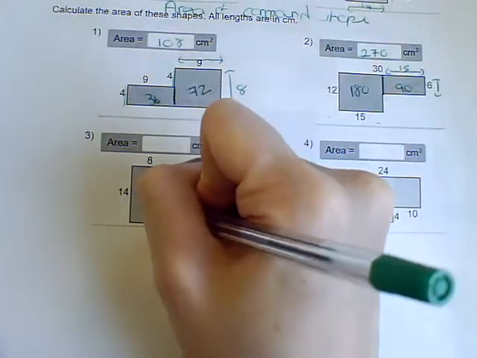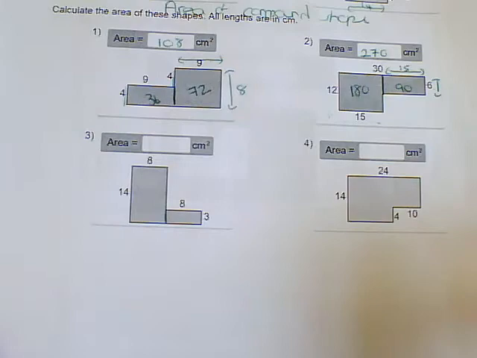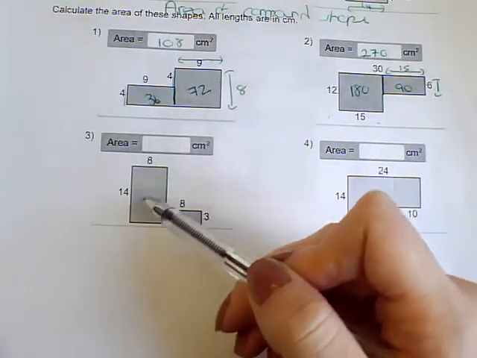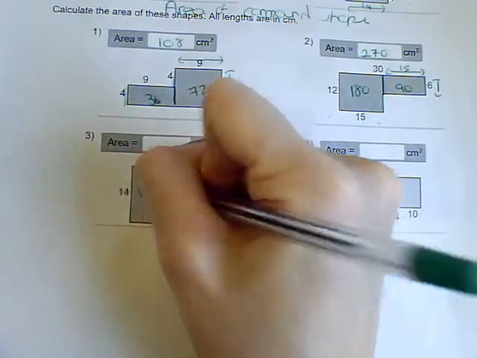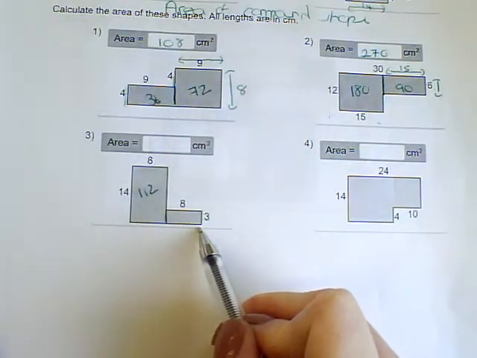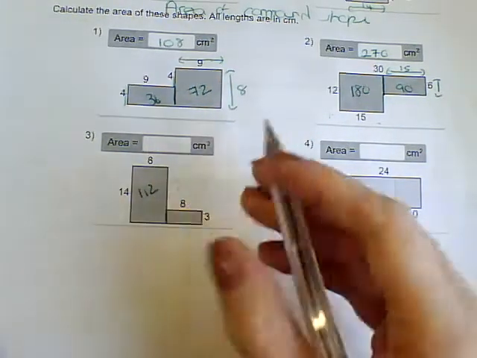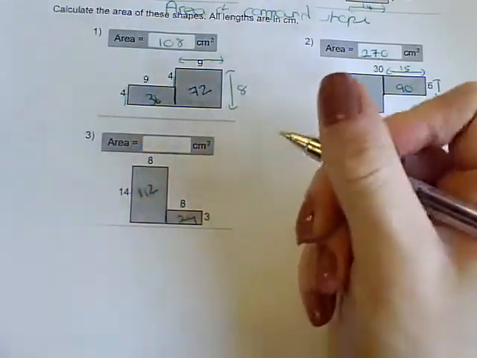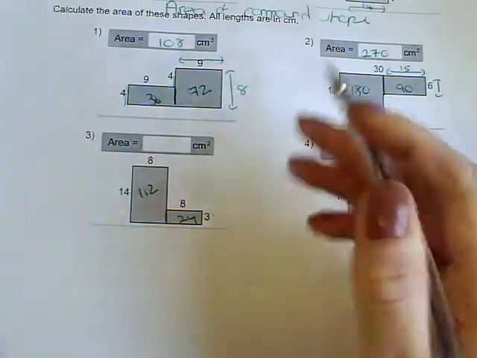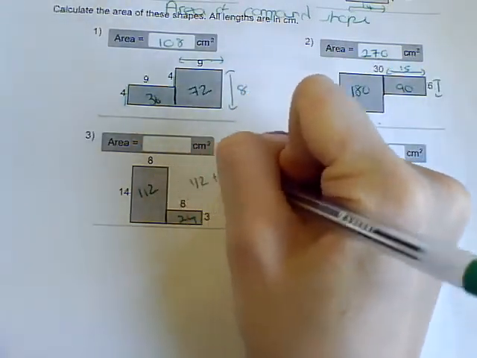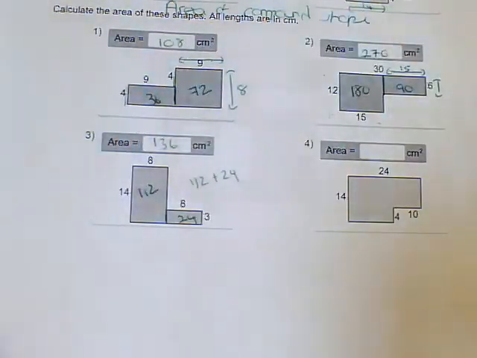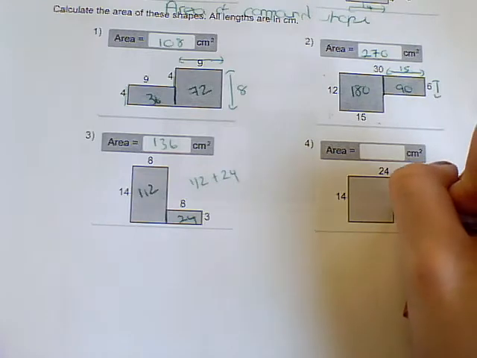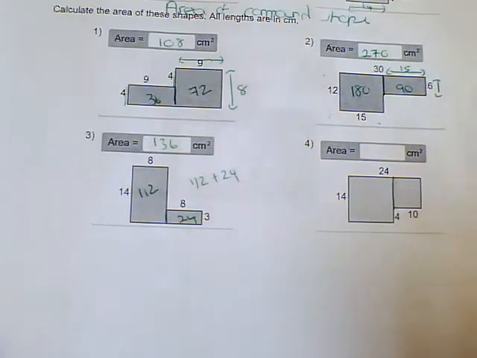If we look at question 3, split your shape up into 2. First rectangle, length by breadth, 14 by 8, 112. 8 by 3, so length by breadth, 8 by 3 is 24. Add those values up, 112 plus 24, 136 centimetres squared.